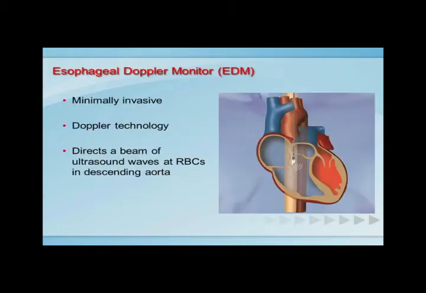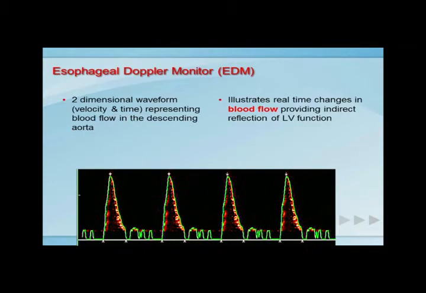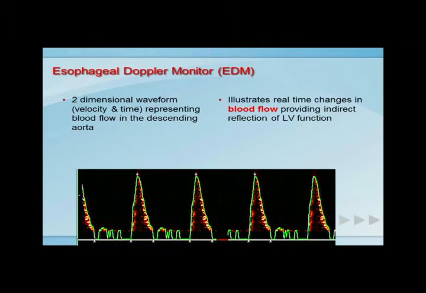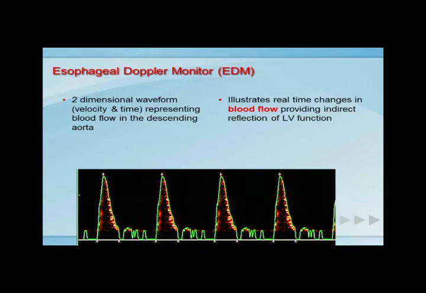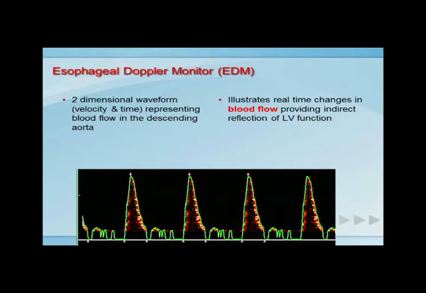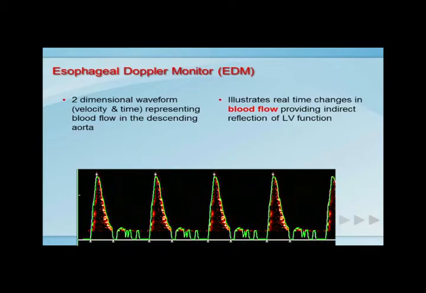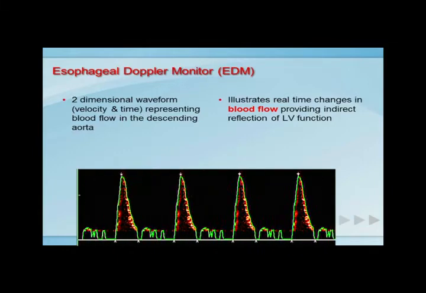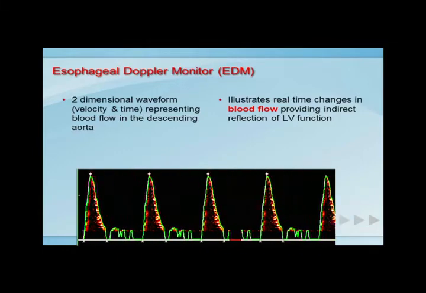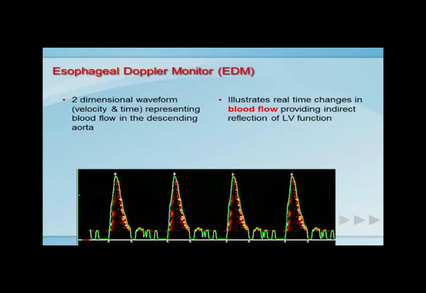What is the esophageal Doppler monitor? It's minimally invasive. It utilizes Doppler technology and directs a beam of ultrasound waves at red blood cells in the descending aorta. The esophageal Doppler utilizes a two-dimensional waveform, velocity and time, representing blood flow in the descending aorta. This illustrates real-time changes in blood flow, providing an indirect reflection of left ventricular function.